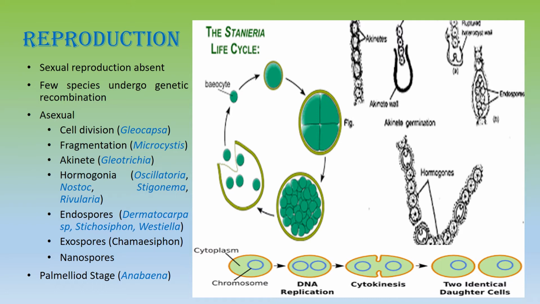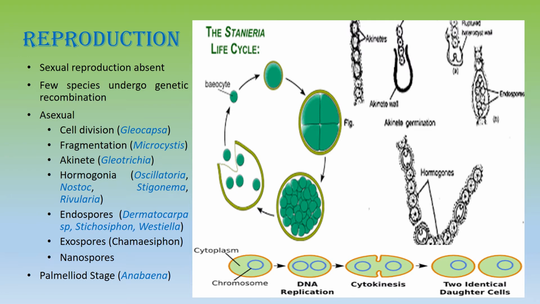And exospores are formed by the pinching away of the terminal layer. When the apical portion of the terminal cell dissolves a little bit, cells are continuously pinched off from the terminal cell, and each cell so pinched off is an exospore. Exospores are found in Chamaesiphon, and then is the nanospores. Nanospores are formed just like the exospore, but the size of the nanospore is extremely small. Nanospores are similar to the exospore, the only difference is the size.